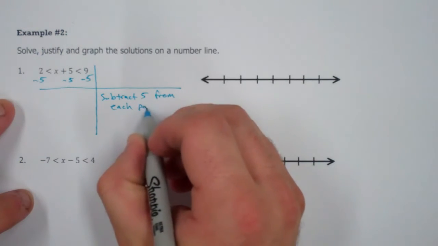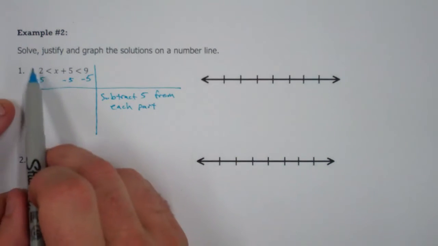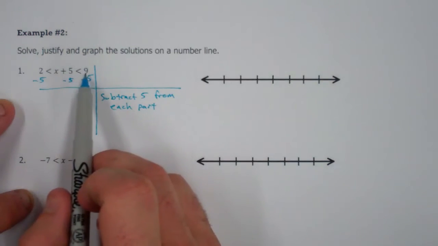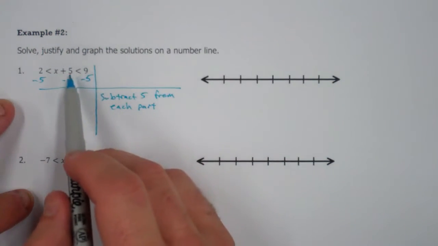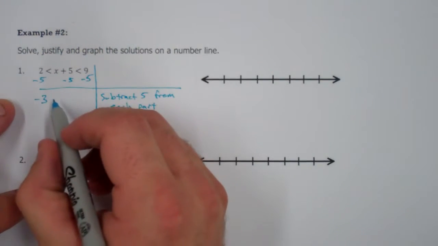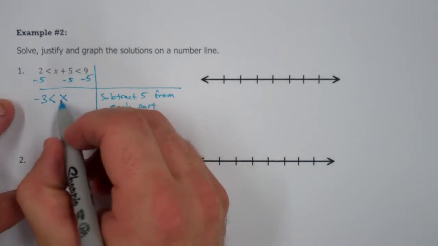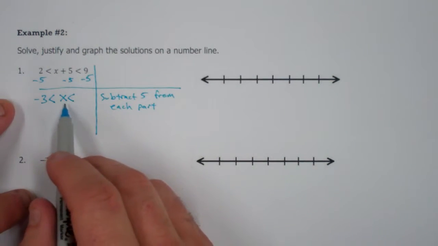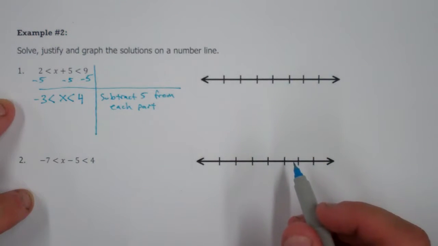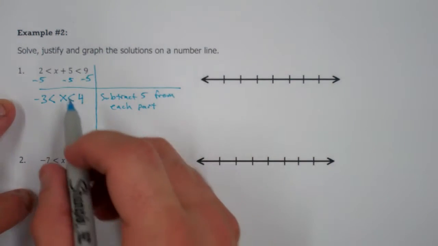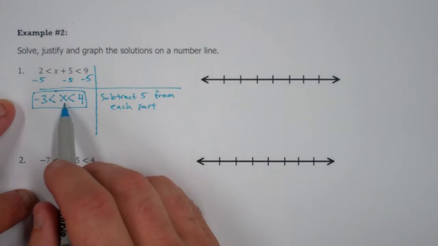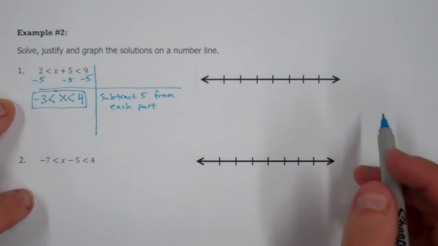Notice that there's a part to the left of the inequality symbol. There's this middle part, and then there's a part to the right. We need to subtract 5 from every single part. So 2 minus 5 is negative 3. We're left with x in the middle. That's our goal. 9 minus 5 is 4. This is the solution right here. We have x in the middle by itself, a number on the left and a number on the right.